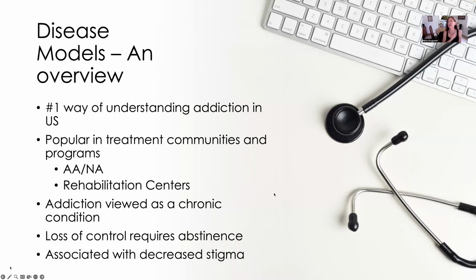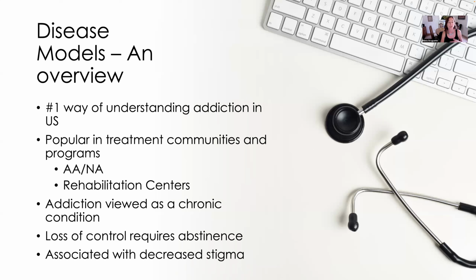Addiction in the disease model is viewed as a chronic condition. We're going to talk a little bit later in this module about AA, and the first step of AA is to see oneself as having a loss of control. It is a disease that goes on for a long time. Chronic is this idea that it goes on for a very long time, even post-abstinence. One who is addicted will always be addicted. One manages their addiction, but they do not cure addiction.